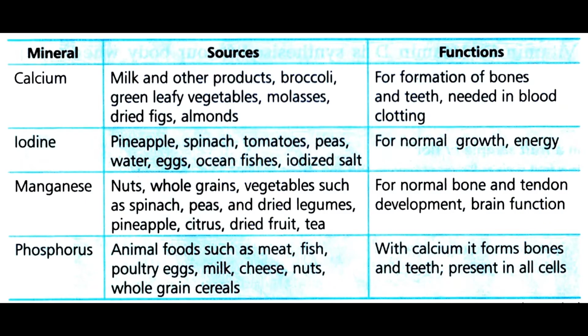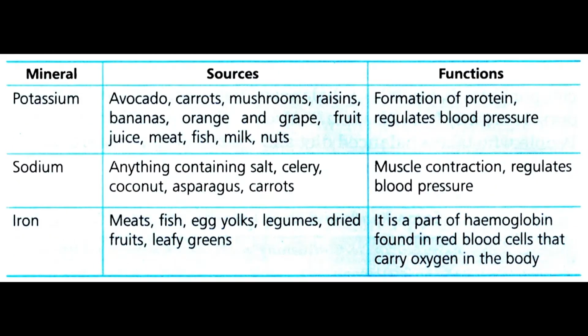Here are also two similar charts of essential minerals. What are their sources and what are their functions? Like calcium: milk, green leafy vegetables. These are sources of calcium. They help us form the bones and teeth, etc. Again, if you have the book, it's all right. Otherwise, you stop the screen and look at it very carefully. Note them down. We'll set some questions from this also.